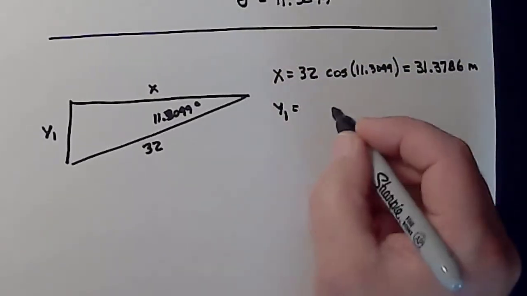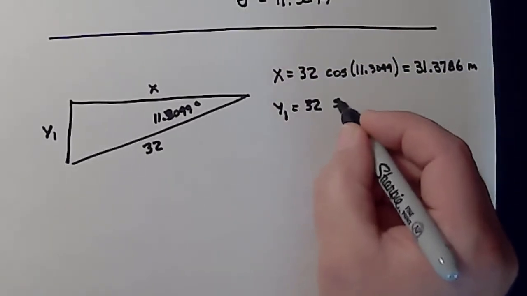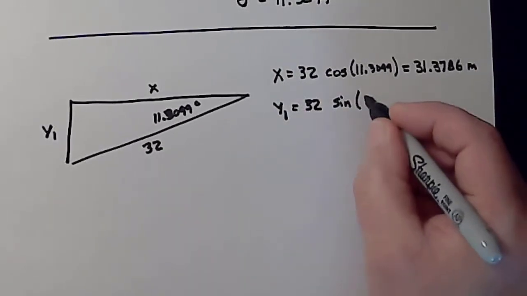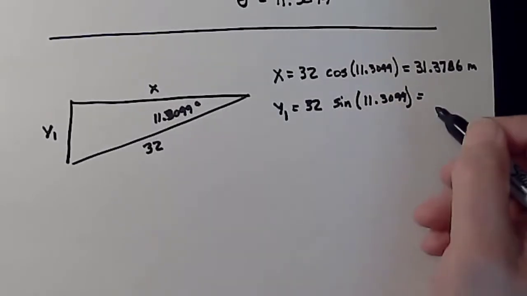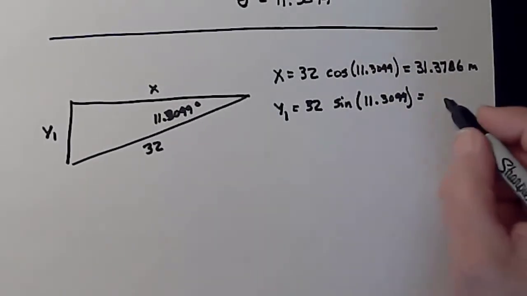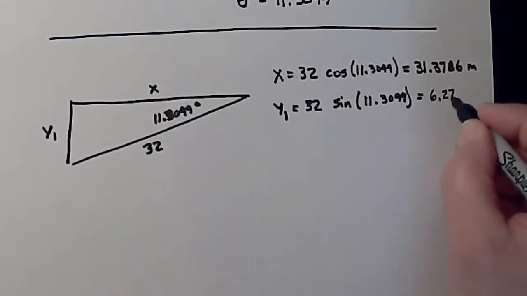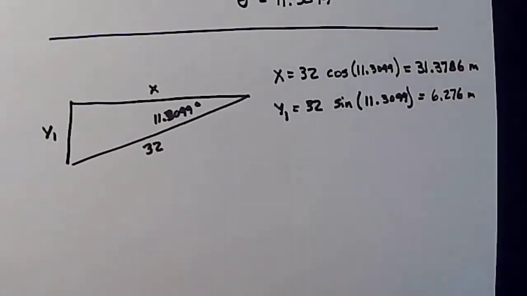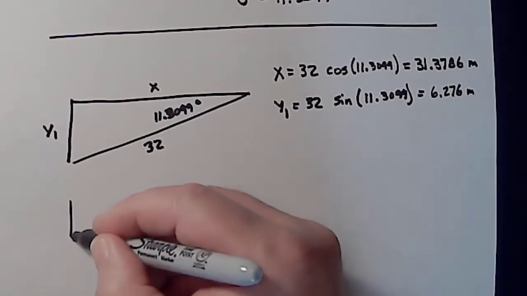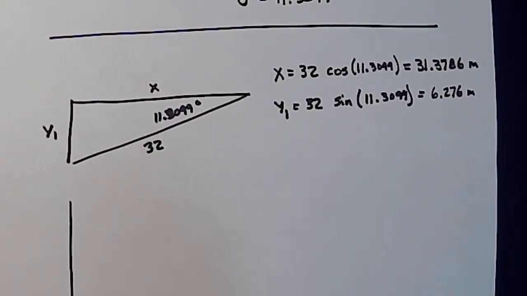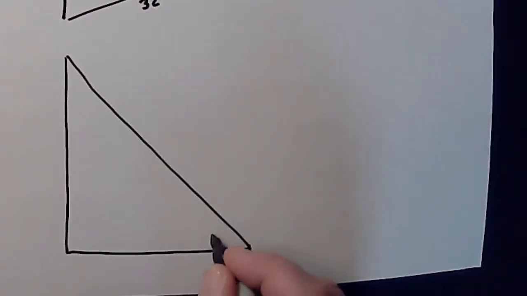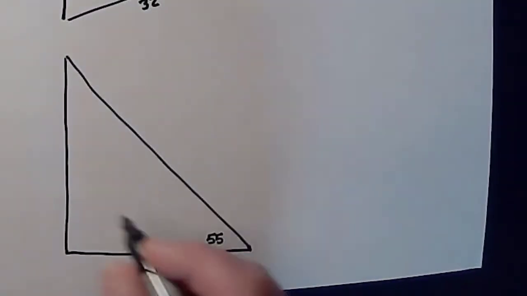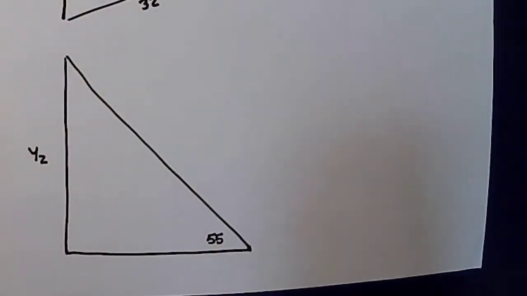Y1 equals 32 times the sine of 11.3099, and that equals 6.276 meters. The next triangle I have to solve is the upper triangle with y2.